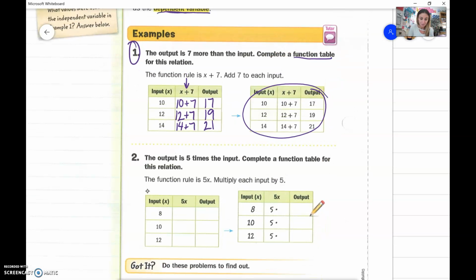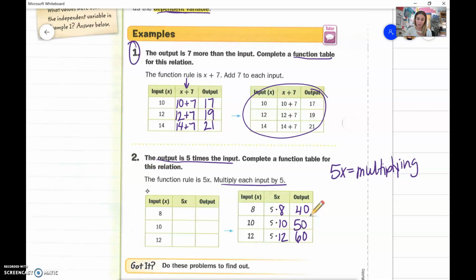Take a look at this one. It says the output is 5 times the input. So now we're going to complete the table. So take a look. You notice that it is 5x. Remember, when you have that number and letter together, that equals multiplying. This is just a gentle reminder, okay? You're multiplying. So I'm going to take 5 times whatever my input is. So I'm going to take 5 times 8, which is 40. Then I notice that my input is 10, so I'm going to take 5 times 10, which is 50. And then I notice that I have 5 times 12, and 5 times 12 is 60. Okay, so our rule, again, is to multiply. Our function rule is to multiply by 5.